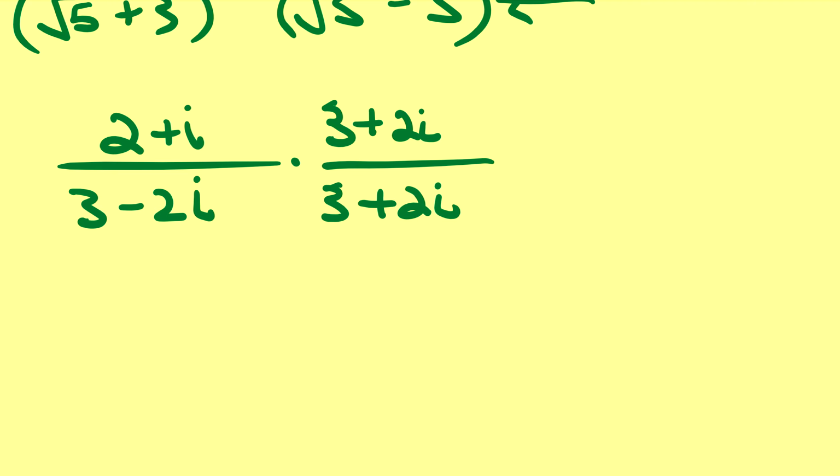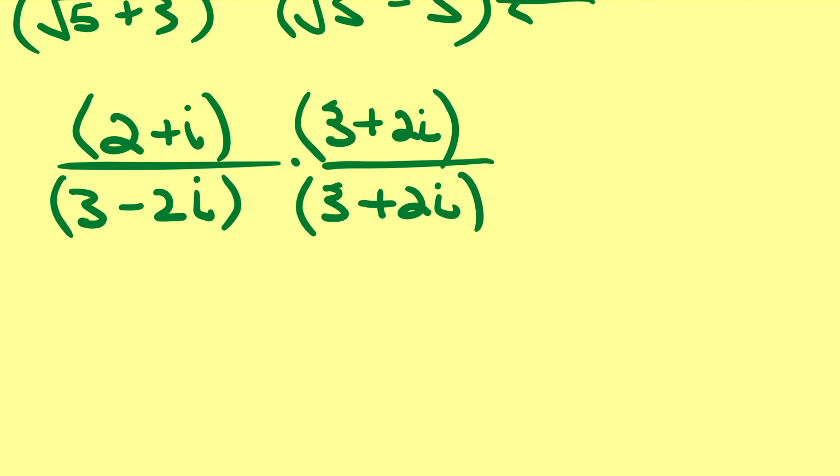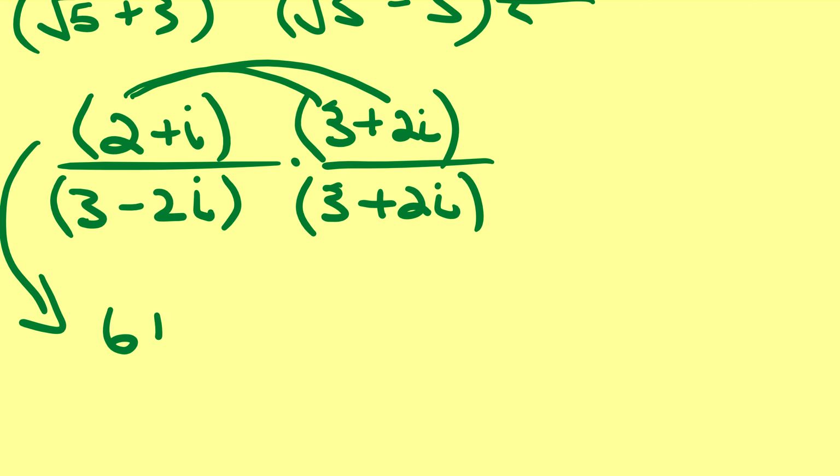Fair enough? Conjugate. And something nice happens when I do this in the denominator. But first, let's take care of the numerator. All right, and I'll write it underneath it down here. So here I've got 2 times 3 is 6. 2 times 2i is plus 4i.